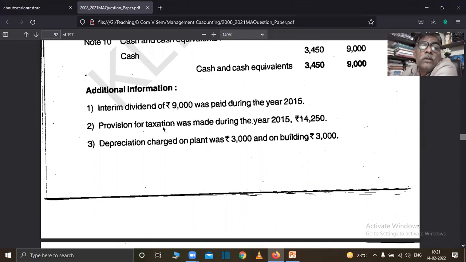Then provision for tax is given for you people. This provision you take in income tax provision account. Now adjustment is here. So you have to prepare provision for tax account.